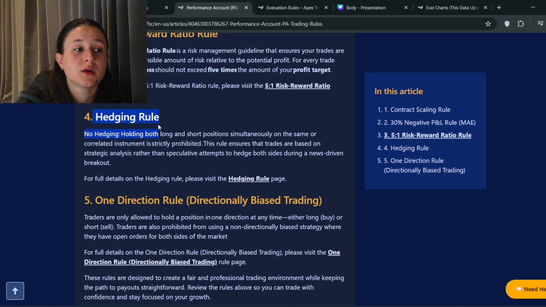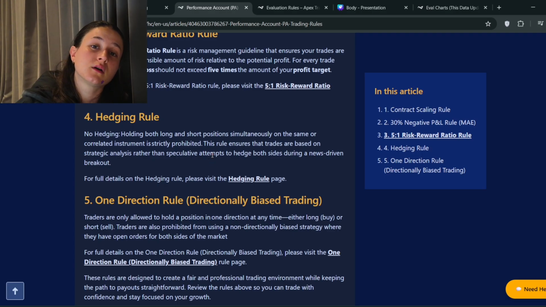Hedging rule. You cannot hold both long and short positions simultaneously on the same or on correlated instruments. It is prohibited. So you cannot go buy in NQ and sell in S&P. They are very correlated. You cannot do that. It will flag you, because at that point, you are gambling.